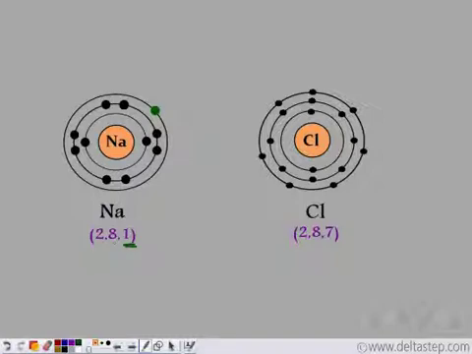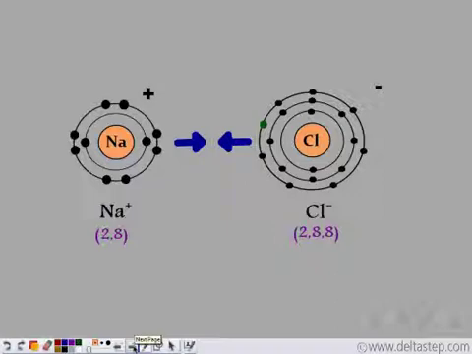So sodium gives one electron to chlorine. When it does that, now sodium has the electronic configuration 2,8 and chlorine has the electronic configuration 2,8,8. When sodium loses one electron, now it has one electron less, so it becomes Na+. Since chlorine gains one extra electron, it becomes Cl-. And by doing this, both have the most stable electronic configuration. And now, one has a positive charge, one has a negative charge.